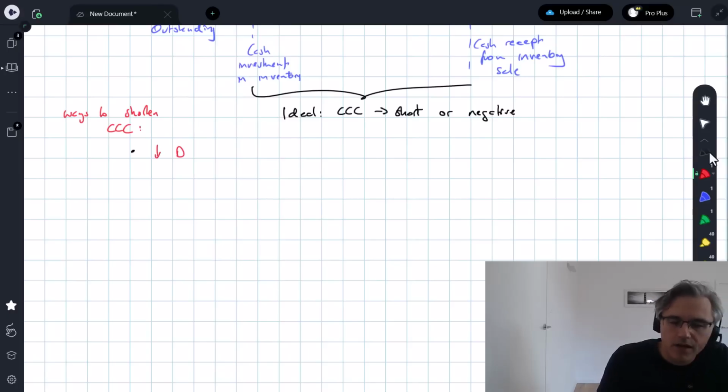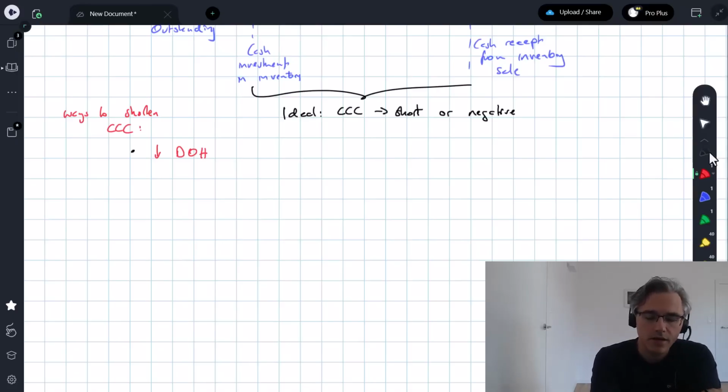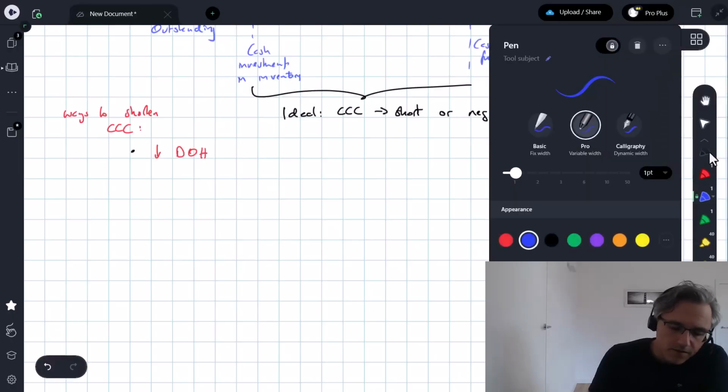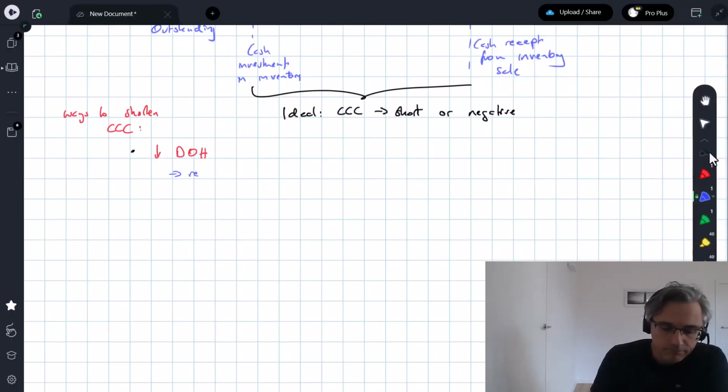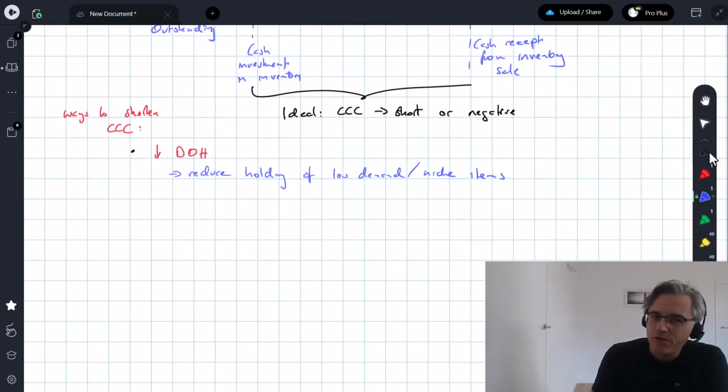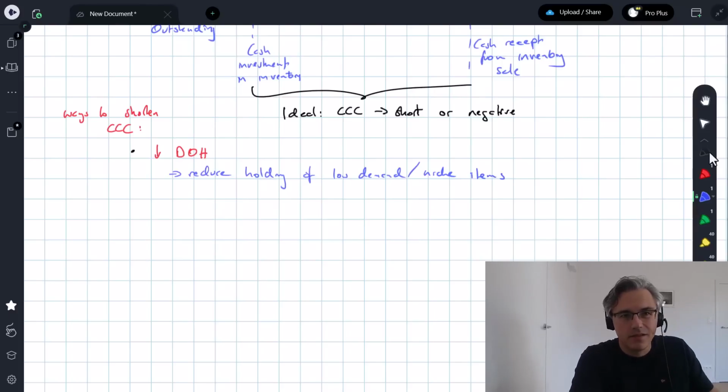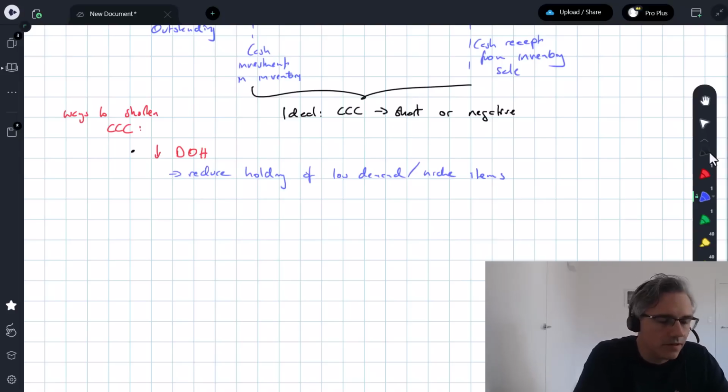Let's just think about this. How do you reduce DOH, days of inventory on hand? Well, some ideas, as suggested in your book: reduce the holding of low demand or niche items. Reduce your holding of stuff that doesn't sell very quickly because there's a low demand for it. It's very niche. The longer you hold it on the shelf, the more you need to lock money up into it.